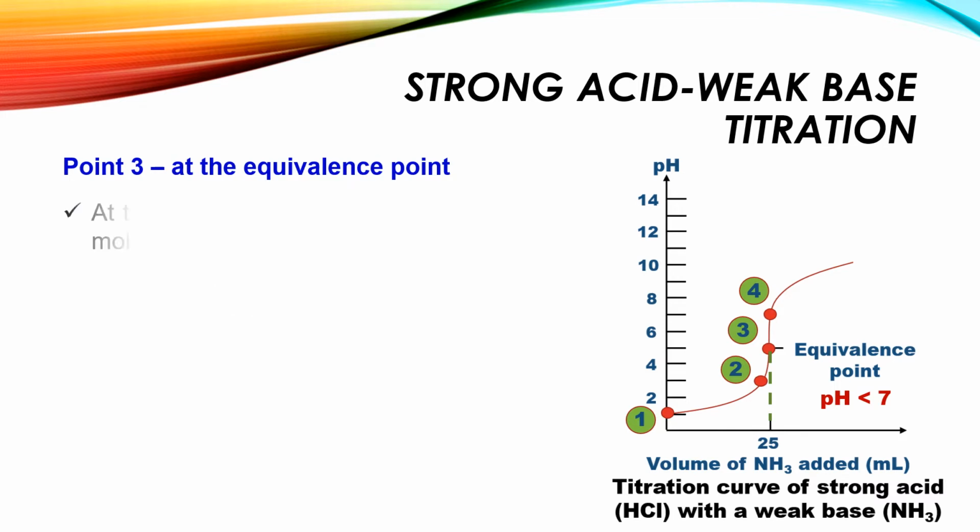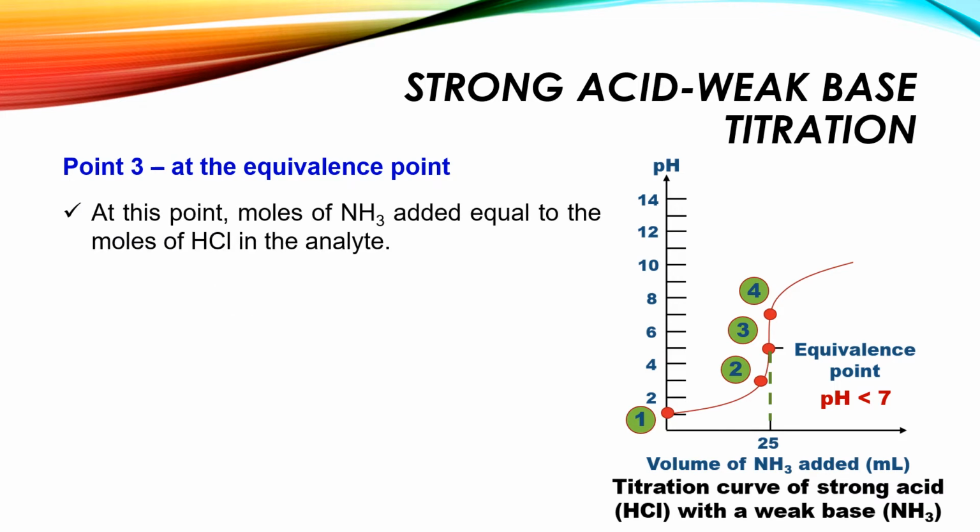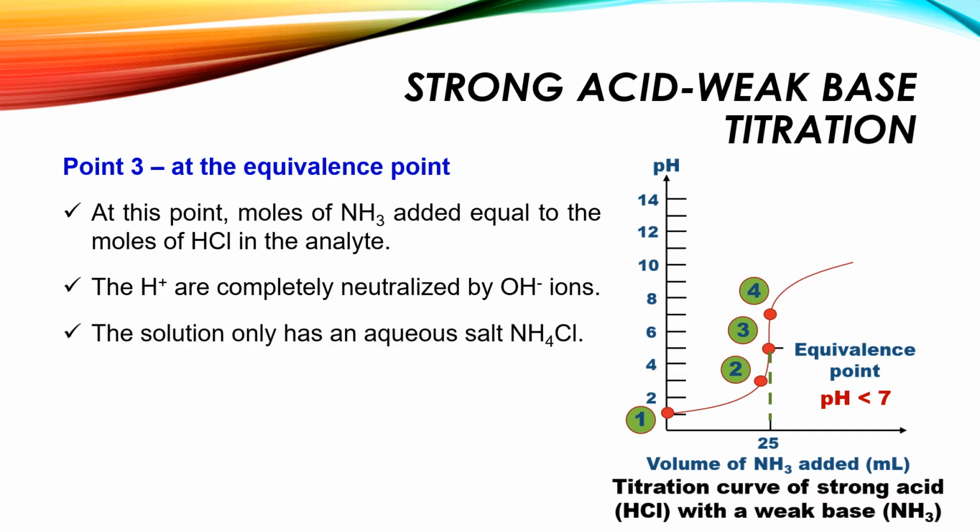At the equivalence point, the moles of ammonia added is equal to the moles of hydrochloric acid in the analyte. The hydrogen ions are completely neutralized. Thus, the solution only has an aqueous salt of ammonium chloride. But the pH is not neutral. Why?